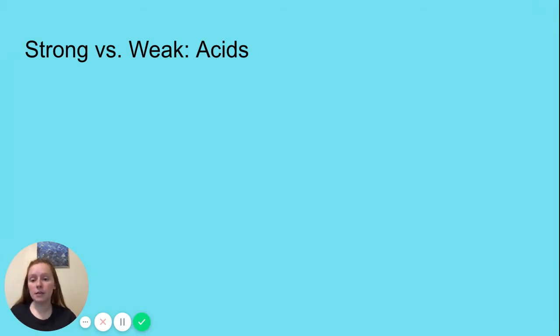Acids do have different strengths. This might, or should at least, be obvious to you if you know the difference between battery acid and vinegar. They're both acids, but one of them is a little bit stronger than the other. I'm going to teach you how to differentiate between the two.